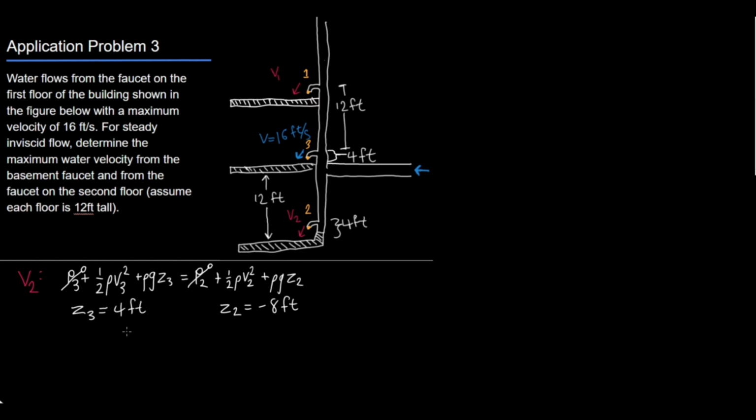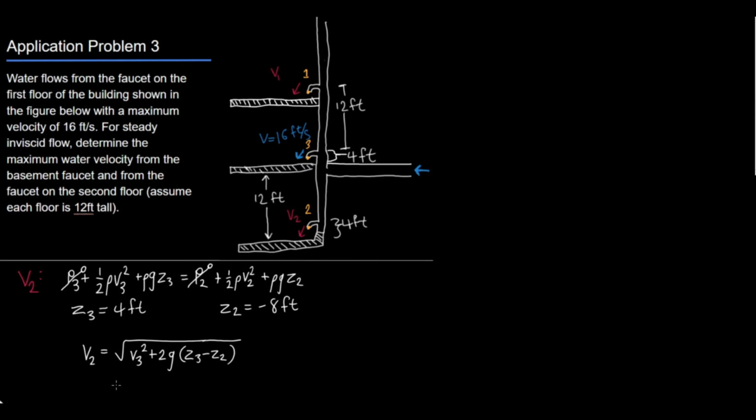It should be going quicker than 16 feet per second, it being V2 right here. All right, and with that, we are going to set up an expression for V2, which is, if we were to isolate for it, V2 would be equal to the square root of V3 squared plus 2g times Z3 minus Z2.